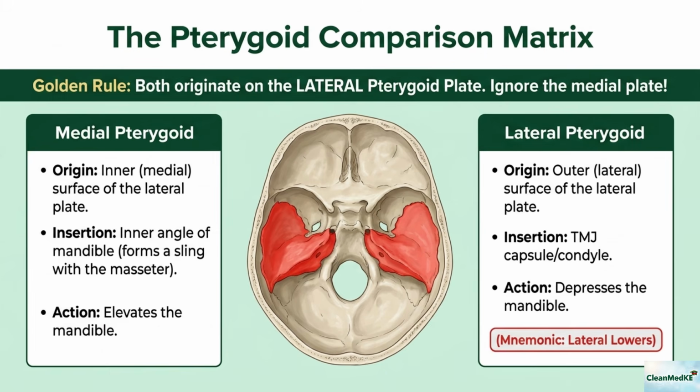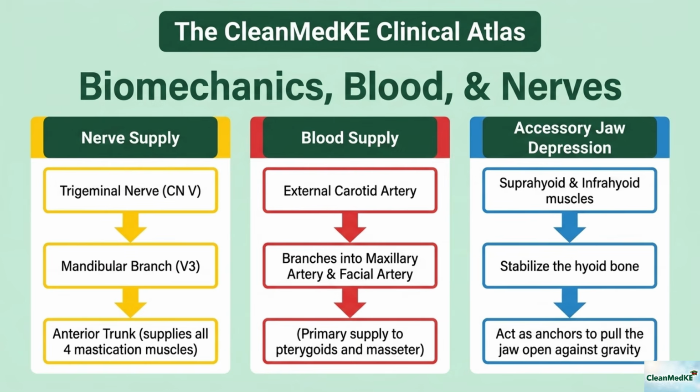For the deep chewing muscles, we look at the pterygoids. Here is a golden rule. Both originate on the lateral pterygoid plate, so you can ignore the medial plate entirely. The medial pterygoid inserts onto the inner angle of the mandible to elevate it. The lateral pterygoid inserts into the TMJ capsule and condyle. Crucially, it is the only muscle of mastication that depresses the mandible to open the mouth. Just remember, lateral lowers.